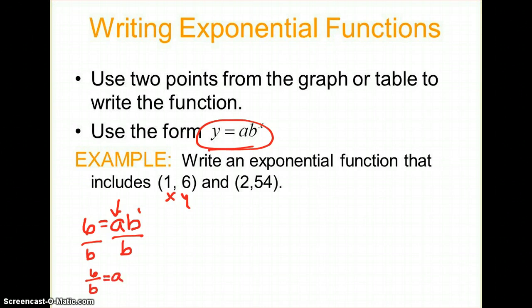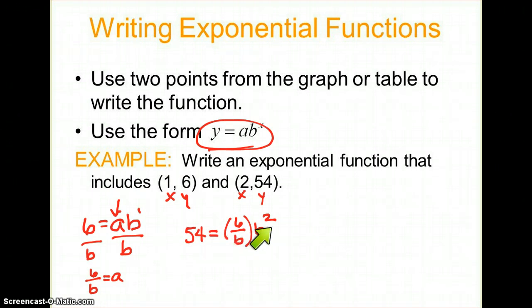So far it doesn't seem like it's gotten us very far, but here's what we're going to do with that. Now that I have that, I'm going to use it along with my other ordered pair, and I'm going to do the same function again. So y, so 54, equals, now for a this time, I just found that a is also equal to 6 over b. So I'm going to put that in for a, and I'm going to put b squared, because I'll put the 2 in for the x. So I did 2 things. I took the ordered pair 2, 54, put that in for x and y, and I also took the thing that I just found for a, and put it into a in this equation.